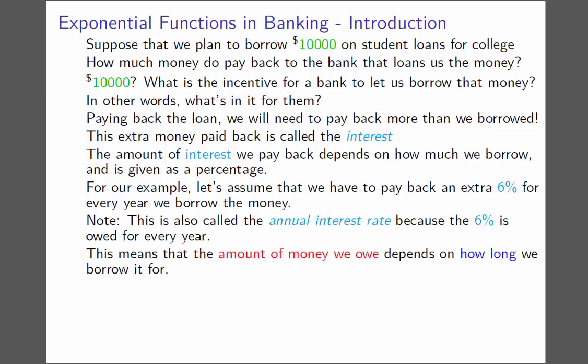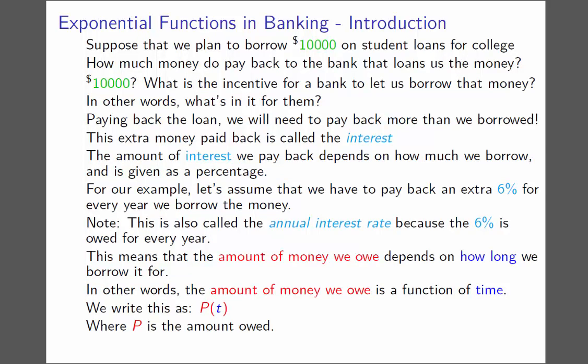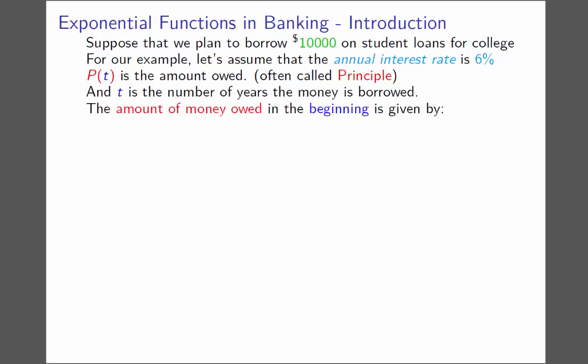Notice that this means the amount of money we owe depends on how long we borrow it for as well. In other words, the amount of money we owe is a function of time, which we can write as P of t, where P is the amount owed, often called the principal, and t is the number of years the money is borrowed for. Now, the amount of money owed in the beginning is given by P of 0 equals 10,000, because in the beginning means 0 years have passed, t equals 0.